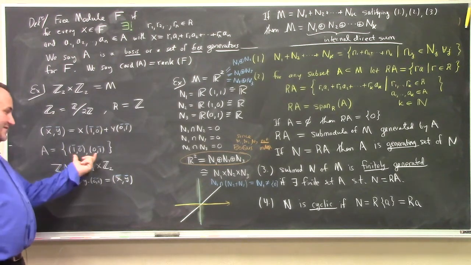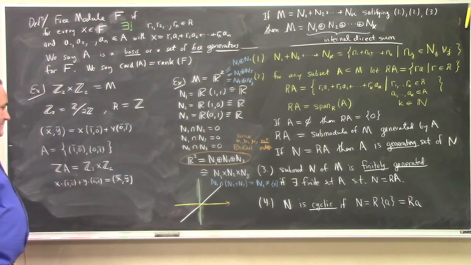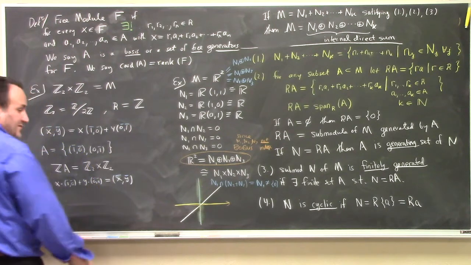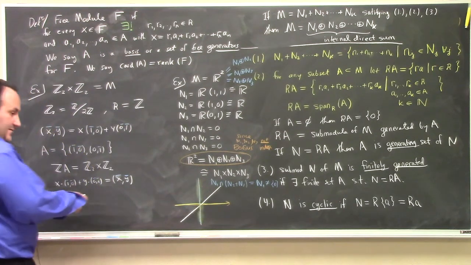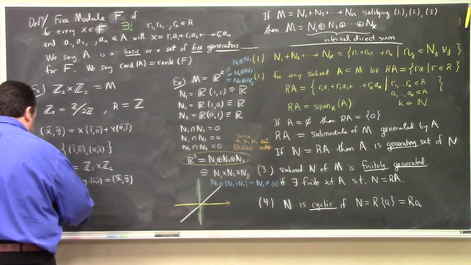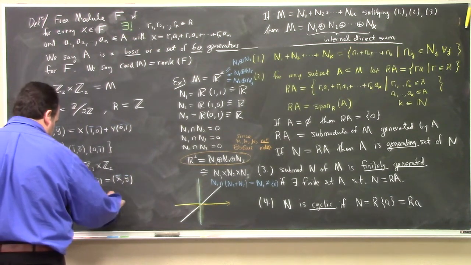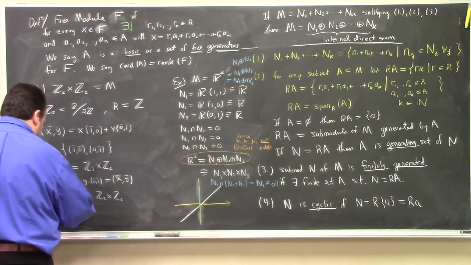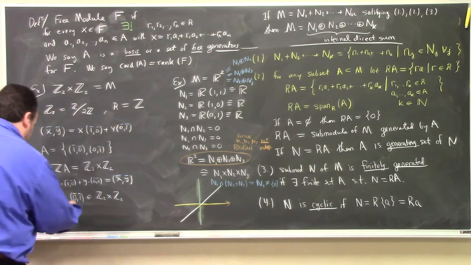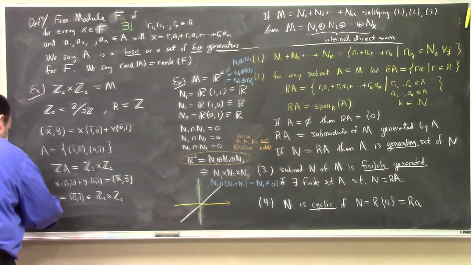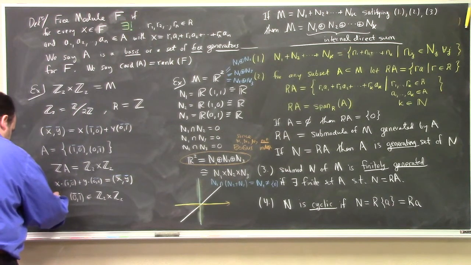There are two things in A, and each element does not have a unique representation in the form r1 a1 plus r2 a2, where r1, r2 are in R, and a1 is in M1 and a2 is in M2. So let's be specific. If you look at the element (0, 1) in Z2 cross Z2, yes, it is equal to 0 acting on (1, 0) plus 1 acting on (0, 1).